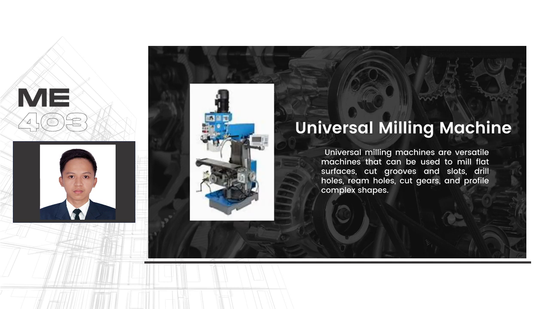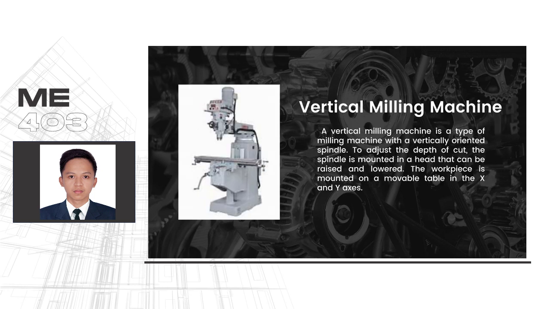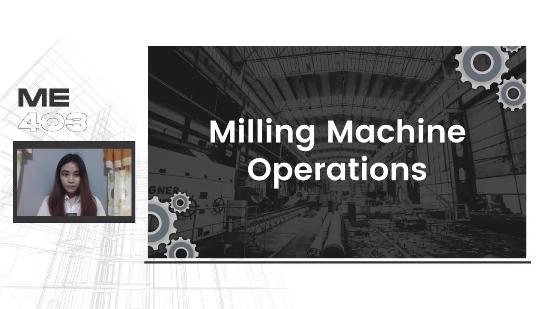The universal milling machine, on the other hand, from its name, can perform any task from flat surfaces to complex shapes. Lastly, the vertical milling machine has a vertically oriented spindle. To adjust the depth, the spindle can be changed on levels and move the workpieces on both X and Y axis. Aside from knowing the machine, an operator must also be knowledgeable on the safety precautions. This is to avoid any accident or damage on the machine itself.